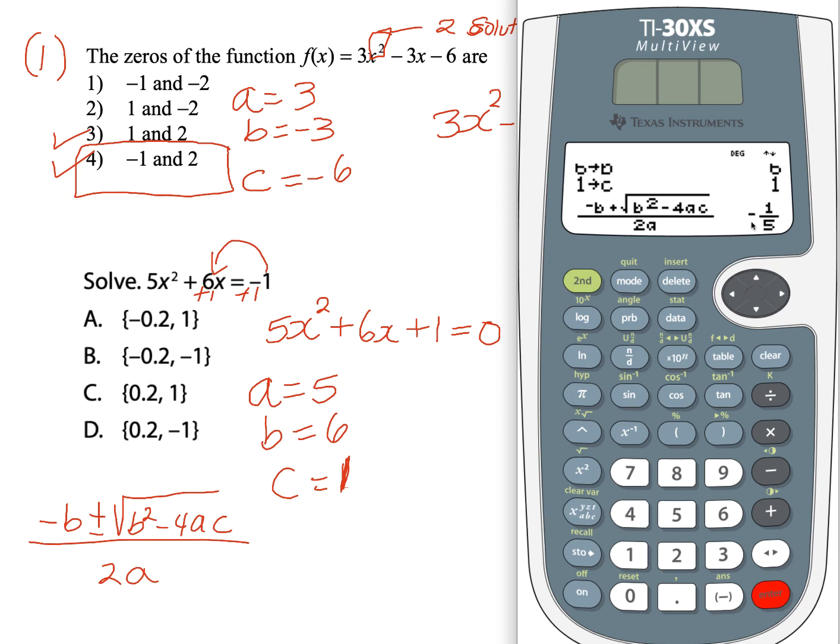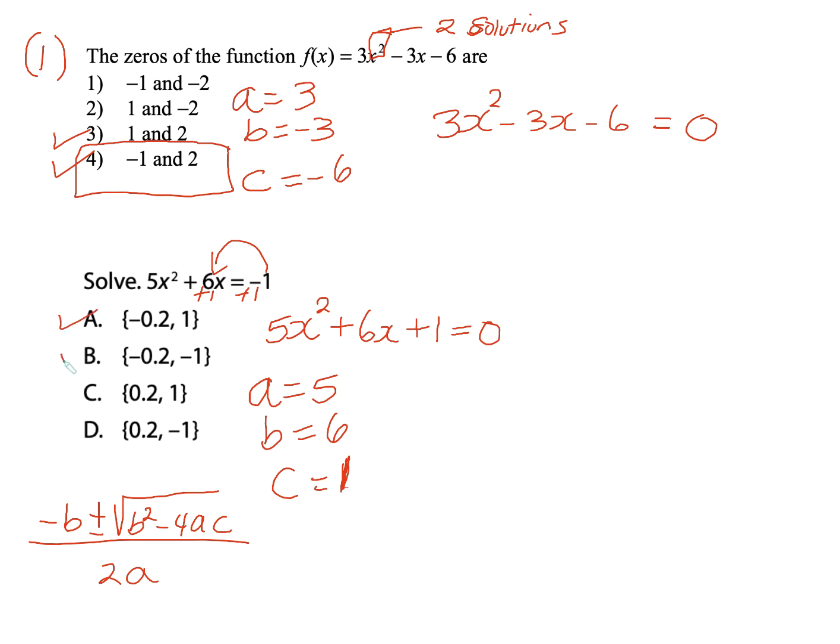Now notice your answer is -1/5, and our answer choices here are decimals. To get this fraction to a decimal, we're going to press the toggle button. I know I've been making videos and calling it a conversion. I totally couldn't remember what it's called. It hit me today: toggle. When we press the toggle, notice it's -0.2. Our answer is either A or B. Don't know which one it is yet.